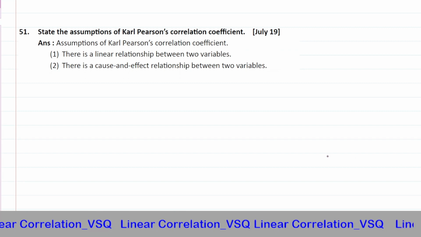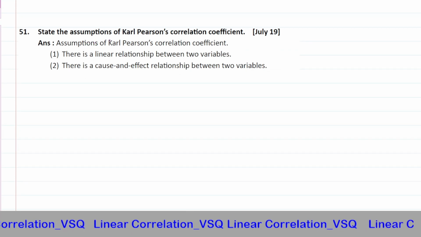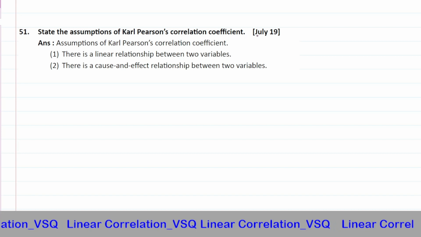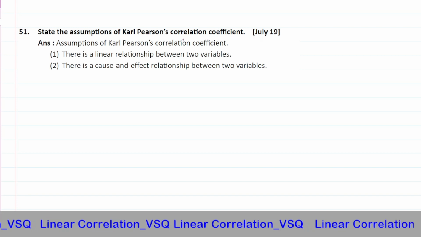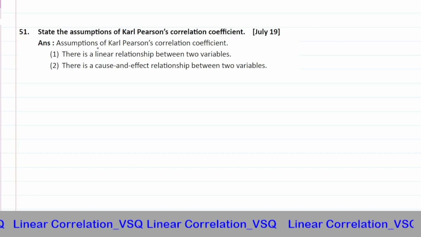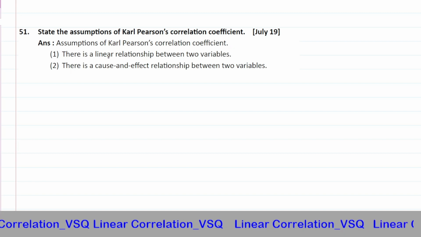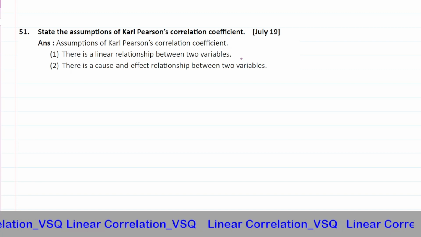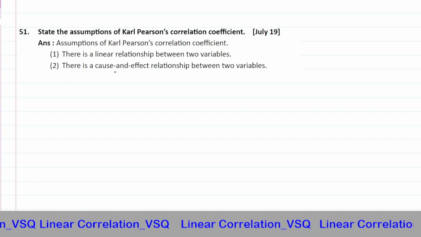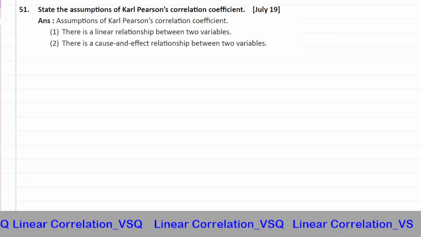Question number 51. State the assumptions of Karl Pearson's correlation coefficient, asked in July 2019. Assumptions of Karl Pearson's correlation coefficient: there is a linear relationship between the two variables, and there is a cause and effect relationship between the two variables.